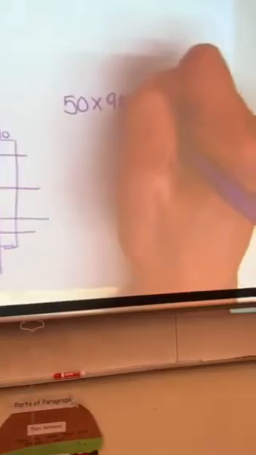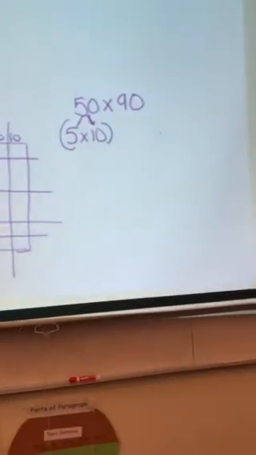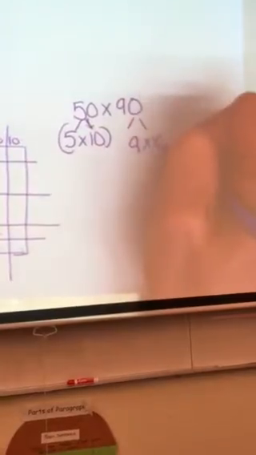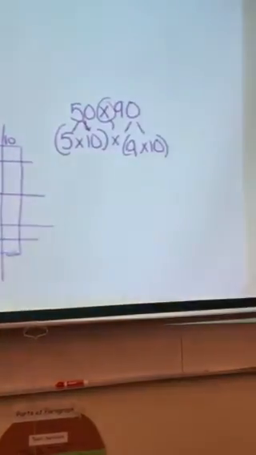If you were to do the equation, it would look like this. You would say to yourself, okay, 50 is the same thing as 5 tens. So I'm going to make this into 5 tens. It's still 50, it's just written differently. And 90 is the same thing as 9 tens. So I'm going to make it into 9 times 10 and bring your multiplication sign down.